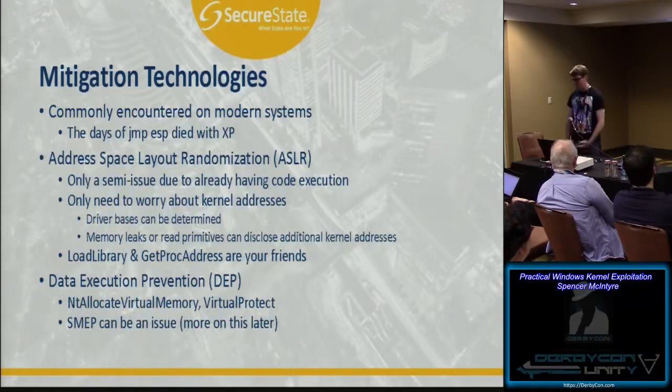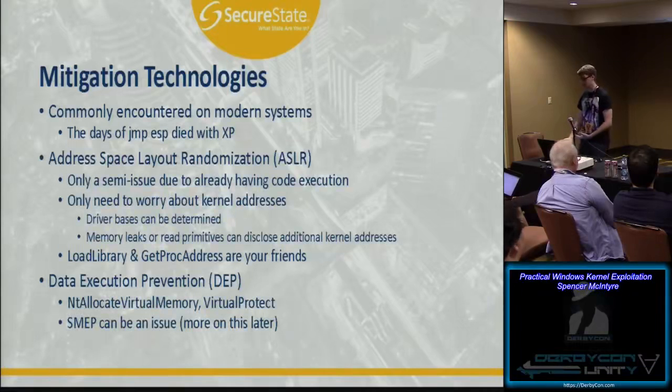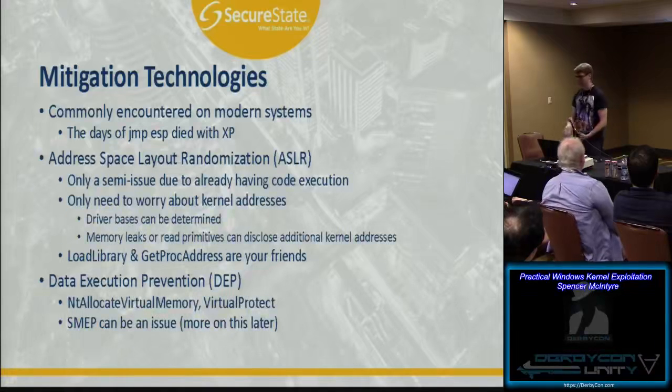ASLR is only a semi-issue, because usually when you are running a local privilege escalation, when you are running an attack against the kernel, you already have code execution. In terms of Metasploit, this usually means that you're loading a DLL or you have an interpreter session and you can make Ruby API calls using Railgun. But you can usually use those to resolve addresses at least out of userland. So you have that ability.